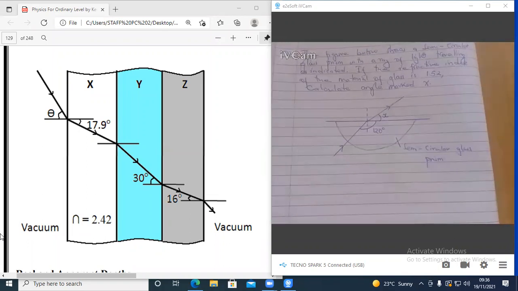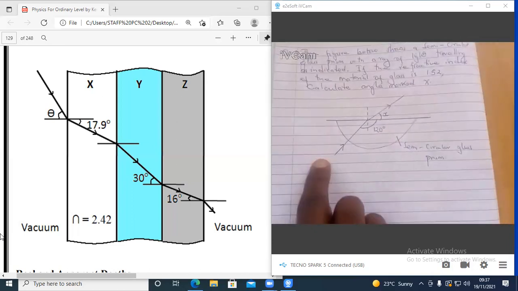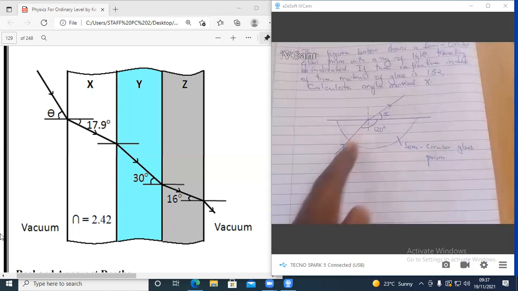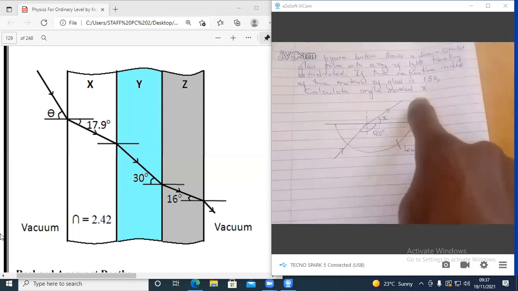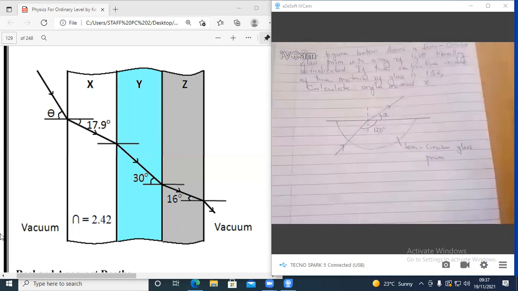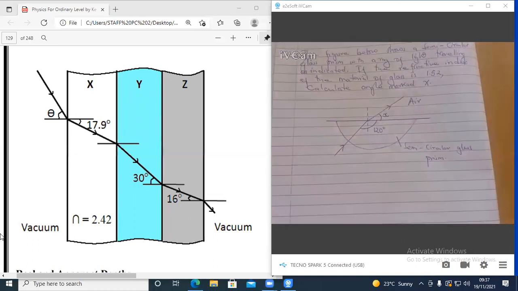Excuse me, teacher. Yes? Is the outside of that semicircle also glass? The outside of it, yeah. Light is, in this case, we are going to consider, because it's entering through, it's from glass to air. This is air, okay? So this is glass, then this is air.